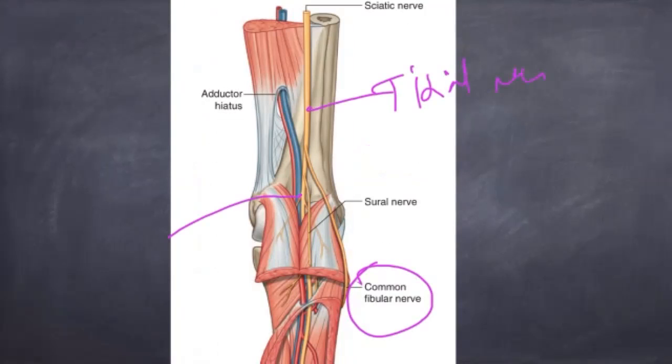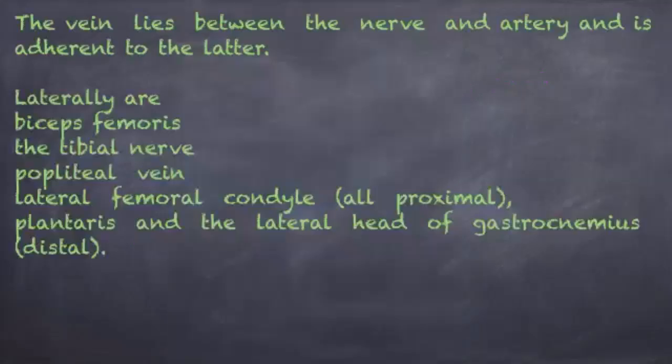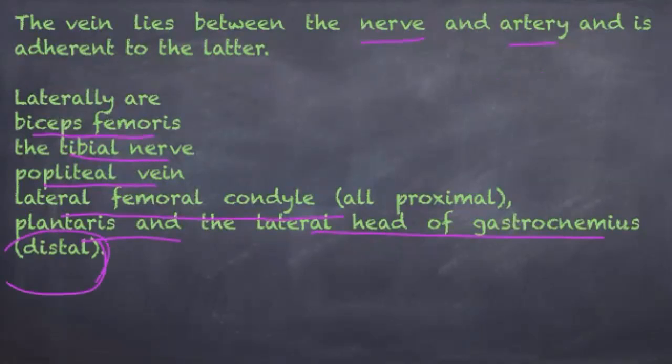Within the popliteal fossa, the sciatic nerve continues as the tibial nerve. The vein lies between the nerve and artery and is adherent to the latter, that means adherent to the artery. Laterally, there are biceps femoris, tibial nerve, popliteal vein, lateral femoral condyle, plantaris, and the lateral head of the gastrocnemius as distal ones.